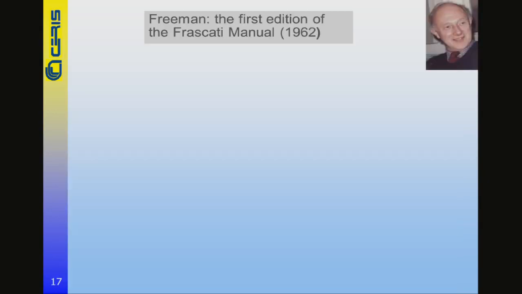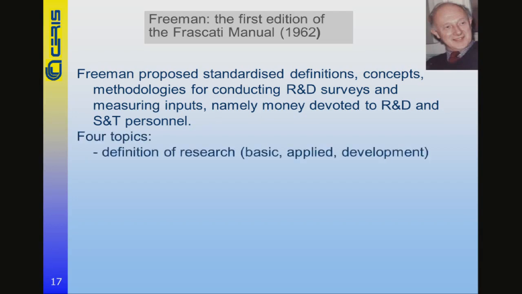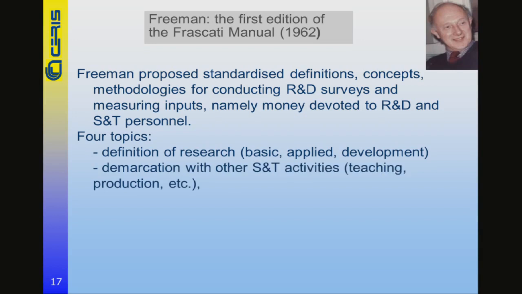So what was the mandate of this manual? Freeman proposed standardized definitions, concepts, and methodologies for conducting R&D surveys and measuring inputs, namely money devoted to R&D and S&T personnel, as I mentioned earlier. Four topics were addressed. The first one was the very debated one, the definition of research, which we know, at least in principle, is divided into basic research, applied research, and experimental development. Then the demarcation line between different activities, so for instance, research, teaching, production, etc.